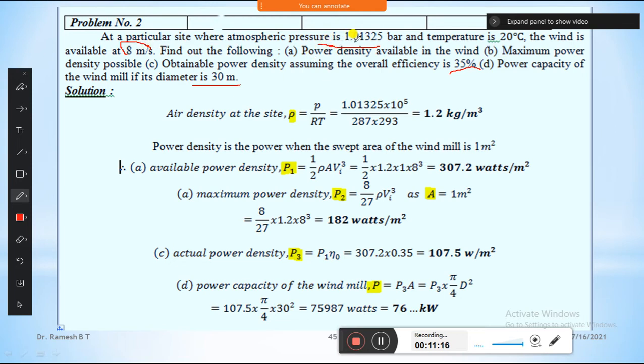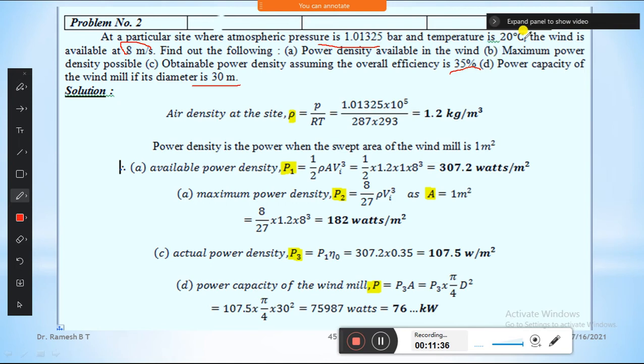First you have to write the given data. First thing is pressure, so P is equal to 1.01325 bar. Bar means Newton per meter square. If you convert that bar into Newton per meter square, because we need SI units, you have to add 10 raised to 5. So 1 bar is equal to 10 raised to 5 Newton per meter square.